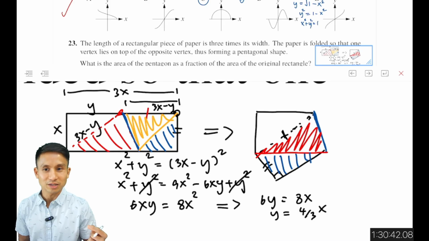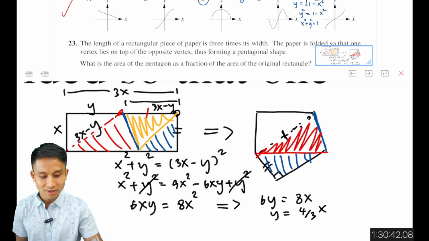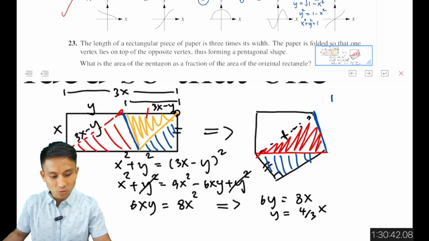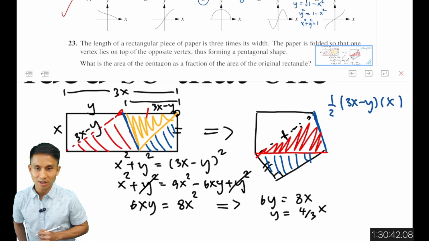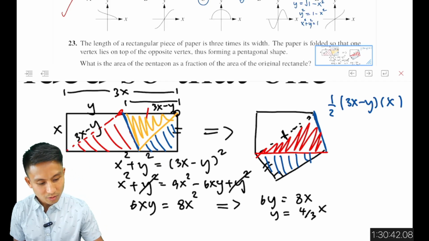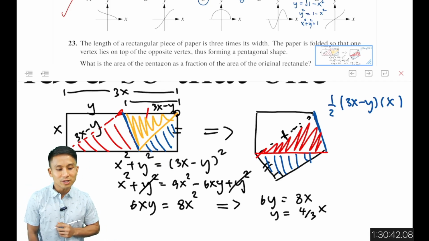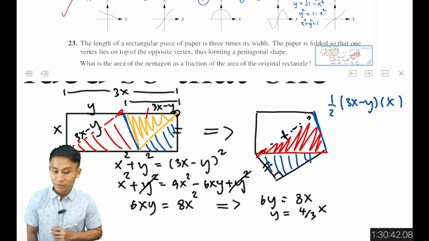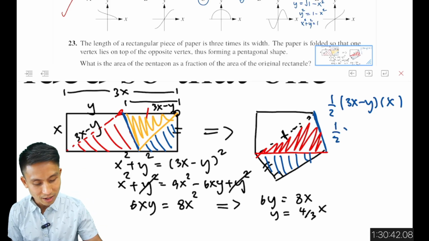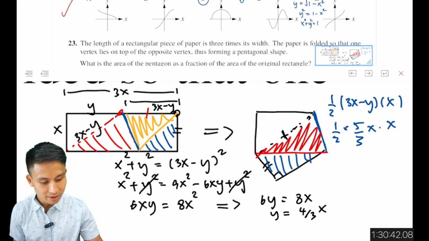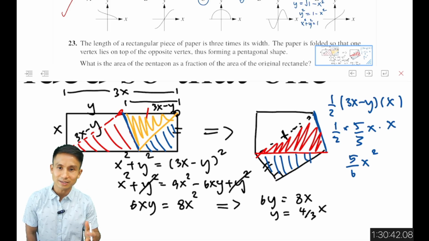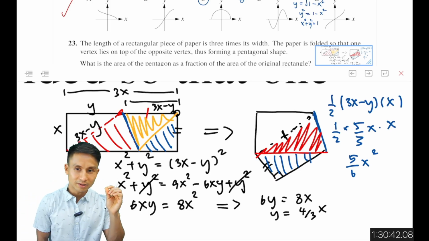Seems like the yellow part, we know something about it. Because look, the base of the yellow part up there is 3x minus y, and the height is already x. So that is the area there. So 1/2 times (3x minus y) times x would be the area of the yellow part, which is the red part. But y is 4 over 3 x, so 3x minus 4 over 3 x would be 9 minus 4, so it's 5 over 3 x. So that's 1/2 times 5 over 3 x times x. So that would be 5 over 6 x squared. Okay, so that is the area of the red part.